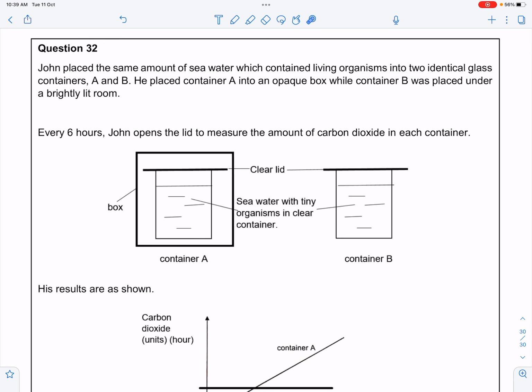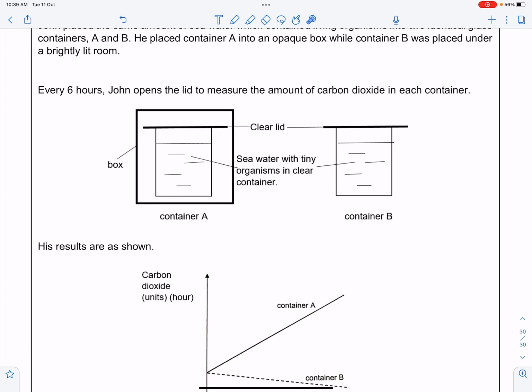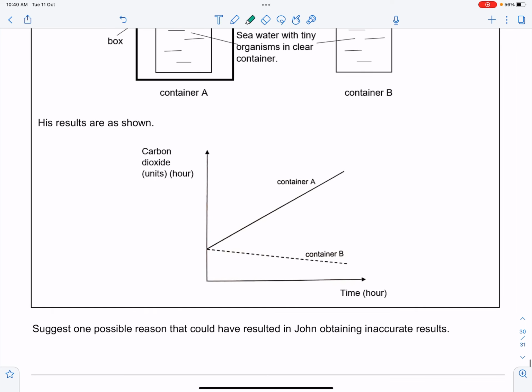32. John placed the same amount of seawater which contains living organisms into two identical glass containers, A and B. He placed container A into an opaque box while B was placed under a brightly lit room. Every 6 hours, John opens the lid to measure the amount of carbon dioxide in each container. His results are shown. Suggest one possible reason that could have resulted in John obtaining inaccurate results.